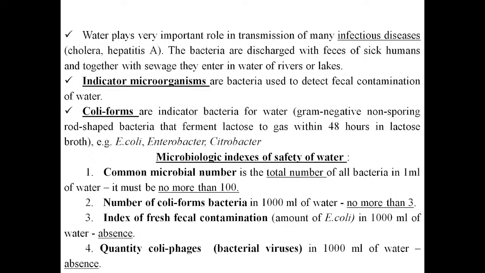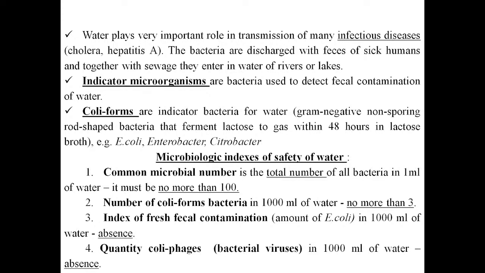These are coliforms. Coliforms are indicator bacteria for water. What are these? These are gram-negative, non-sporing, rod-shaped bacteria that ferment lactose to gas within 48 hours in lactose broth. For example, these are Escherichia coli, Enterobacter, and Citrobacter. All these bacteria are normally present in the human intestine. They are members of normal microflora, so these bacteria are discharged with human feces, and they can contaminate water in rivers and lakes. When these bacteria enter the human organism via drinking water, they can cause infections.